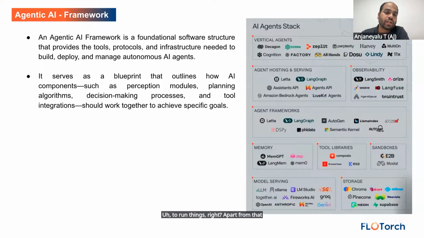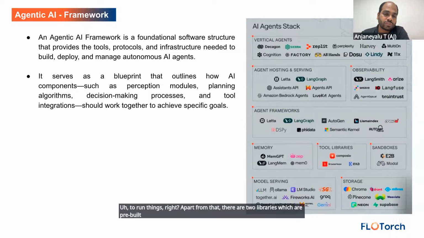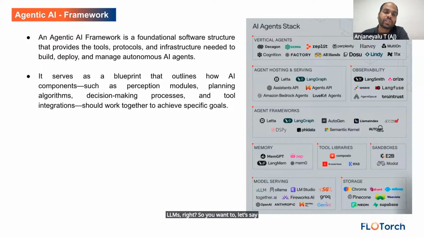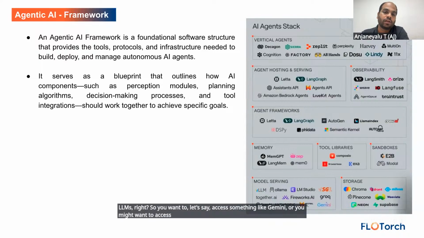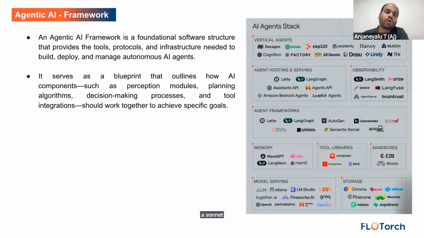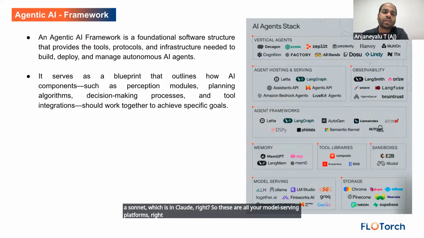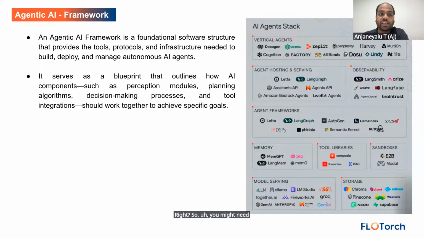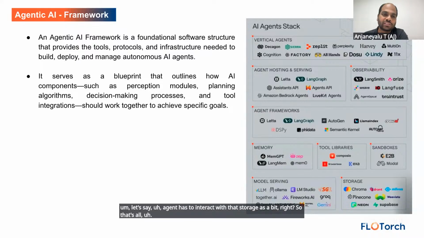Apart from that, there are pre-built tool libraries, sandboxes, and model serving platforms to access LLMs. Let's say you want to access something like Gemini, or something like Sonnet, which is in Claude. These are all your model serving platforms. One very important thing I also want to touch upon is the storage part. You might need databases and vector stores to store your data, and maybe your agent has to interact with that storage as well. So that's all about these frameworks and multiple tools that you can use.